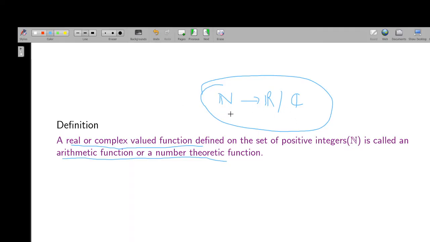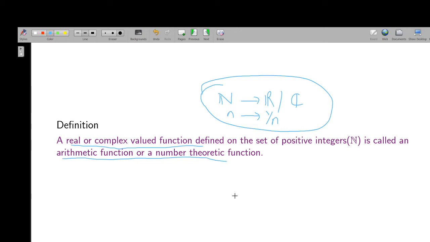Well, I've seen many things like in analysis also, n goes to 1 by n when you talk about convergence, or n goes to 1 by n square and things like that. We will not be interested in these arithmetical functions. We will be interested in some other specific arithmetical functions in this chapter, which you should remember because we will be studying them in detail in the next two chapters. Their properties are very interesting.